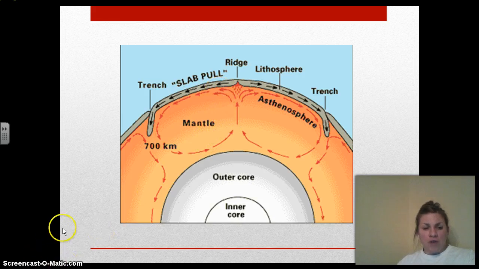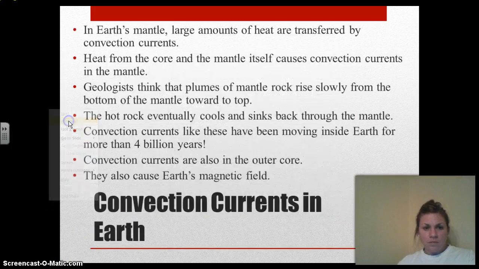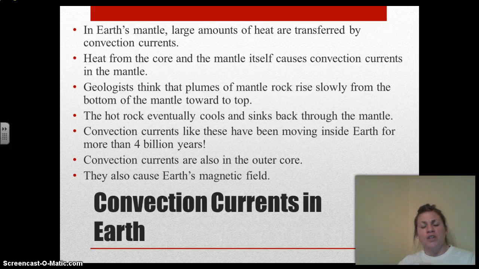So what force is driving this? Okay, in the Earth's mantle, large amounts of heat are transferred by these convection currents. Heat from the core and the mantle itself is what's going to cause these convection currents in the mantle. Geologists think that the plumes in the mantle rock rise slowly from the bottom of the mantle up to the top. Well, as the heat rises, the hot rock eventually cools and sinks back down in the mantle.